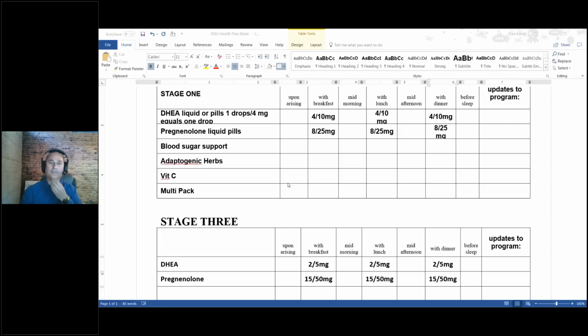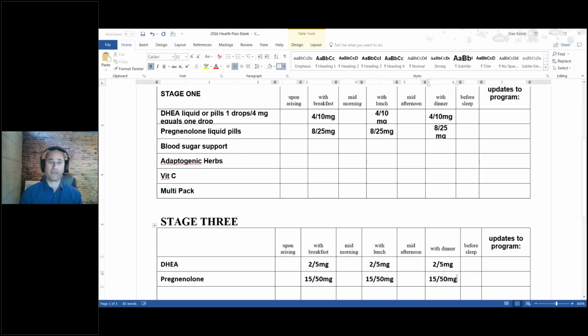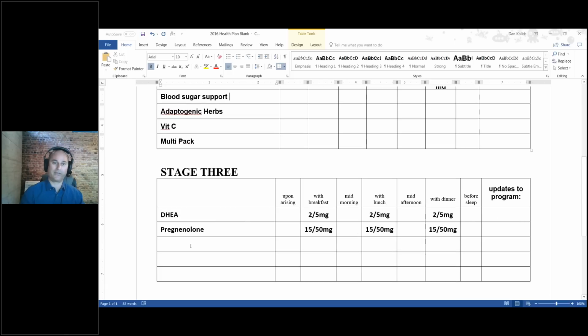Pretty effective. So stage 1, more DHEA, less pregnenolone. Stage 3, less DHEA, more pregnenolone, right? And why are we doing that? Well, the way to remember that is that DHEA lowers cortisol. So if your cortisol is already low, you want to be extra careful there. And then on top of that, of course, for the stage 3, you do the blood sugar support, you do the herbs, and you do the C. This is depending on how much stuff you want to give the person, and you can do some multi-packs.